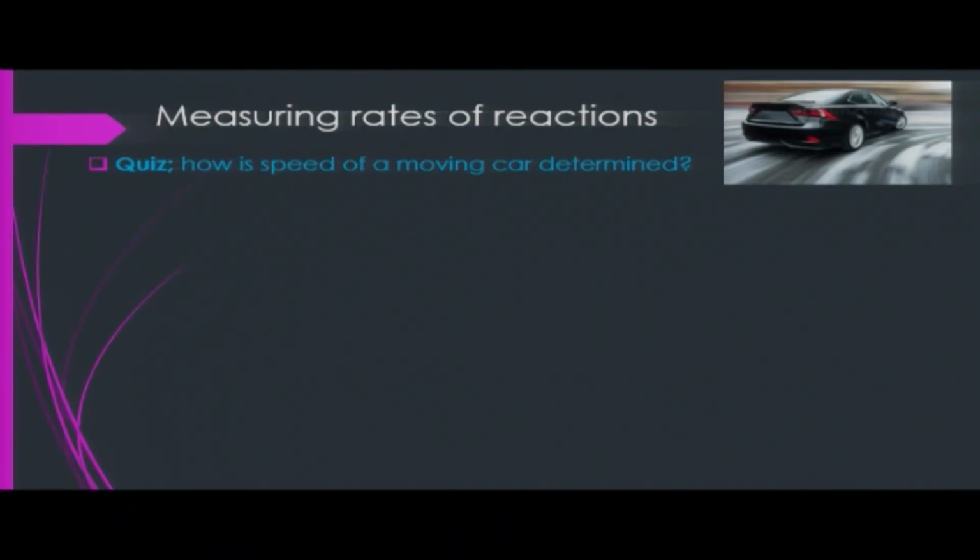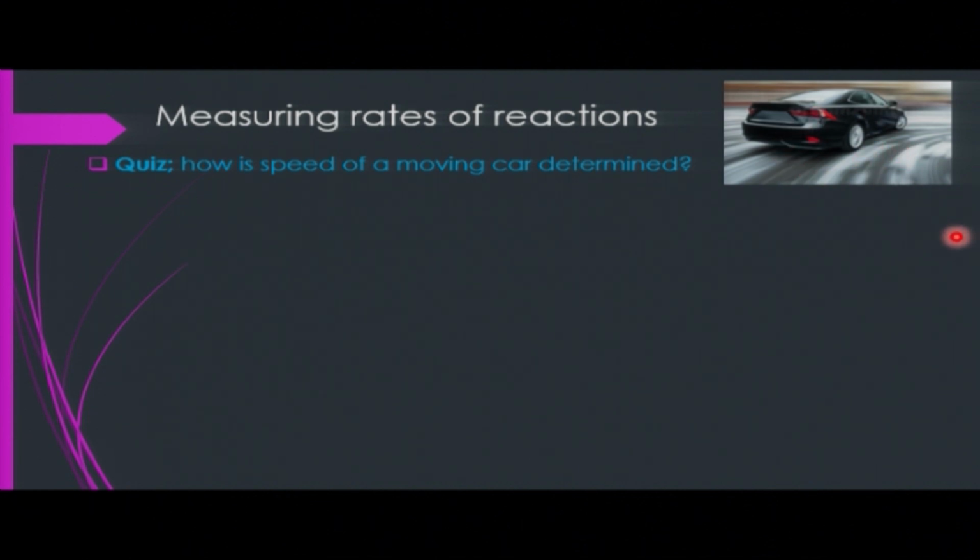Measuring rates of reaction. Let's start with what we already know. Of course, we already know that rate is synonymous to speed in this case. So how do we determine the speed of a moving car? Look at the slide. That's the car. It's accelerating steadily on the road. How is the speed of this car determined?